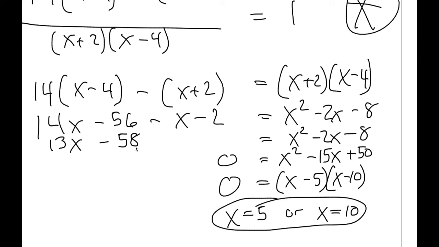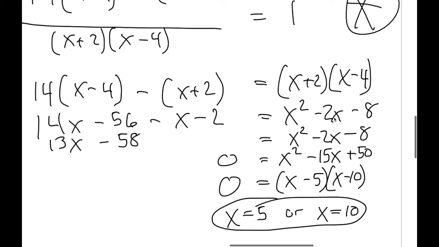Then we can subtract 13x from both sides. Foiling, we get this over here. And subtracting 13x from both sides, we get minus 15x. Adding 58 to both sides, we get 50 right here. Factoring, we get x minus 5, x minus 10, and setting both of these equal to 0, we get x equals 5 or x equals 10.